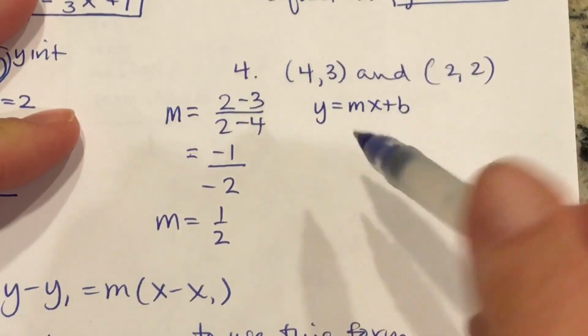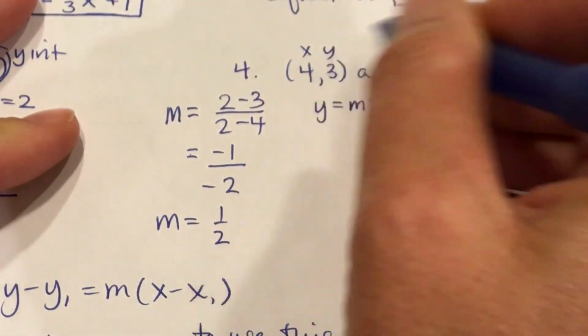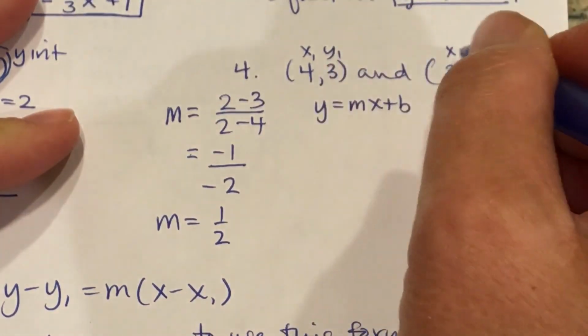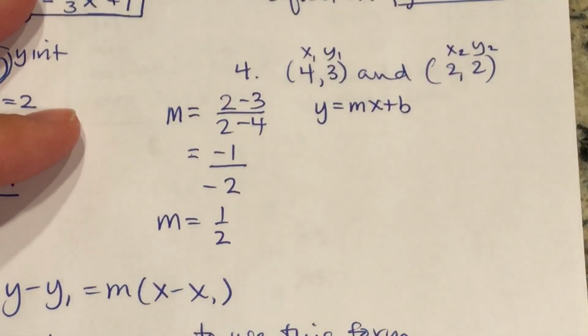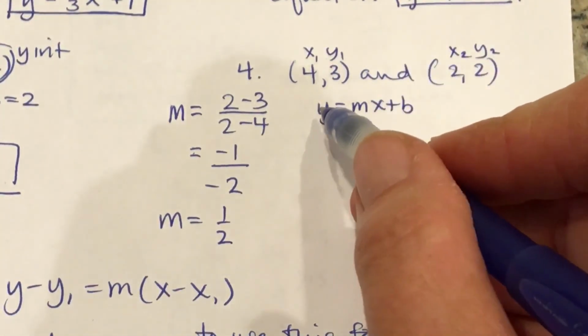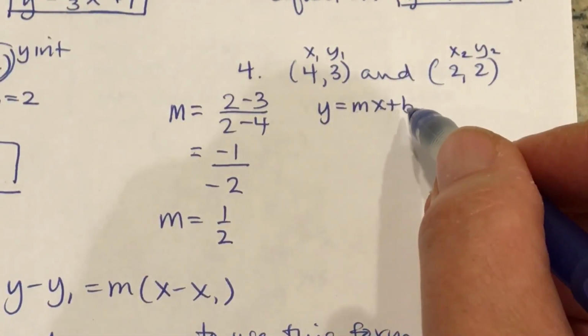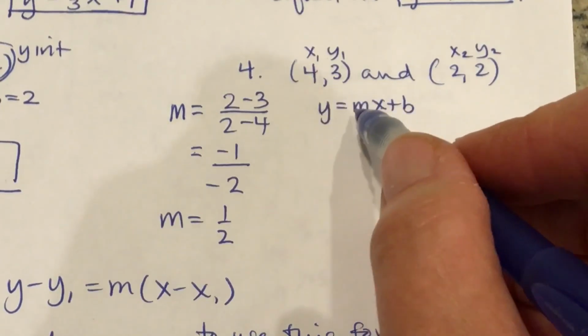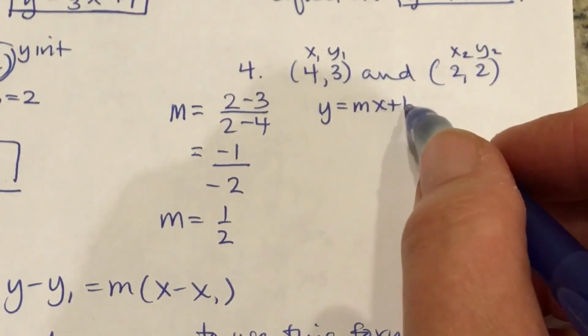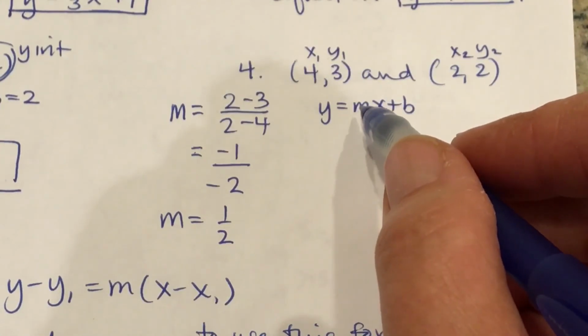I've got 2 points, so that means I've got an x and a y here, and an x and a y here. We'll call this one 1 and this one 2, but that doesn't really matter here. It mattered more for the slope. But anyway, I've got 1, 2, 3, 4 variables. I really need b. I know m.